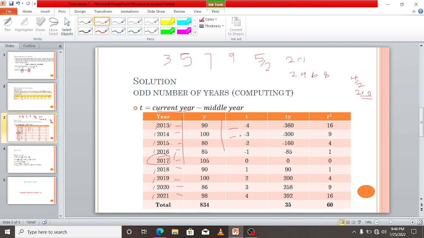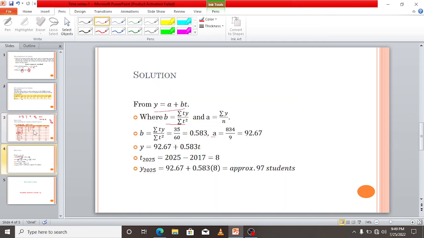To get b, it is summation ty over summation t squared. So summation ty, we have seen that it is 35. Okay, 35 divided by summation of t squared. Summation of t squared, it is 60. After adding, it is 60. So it will be 35 over 60 as the value for b. You can reduce and you get 0.583.